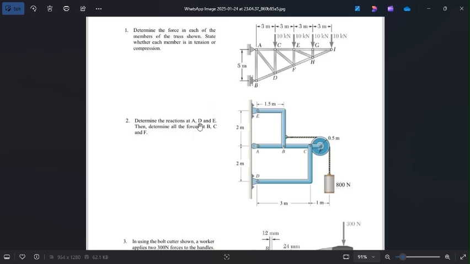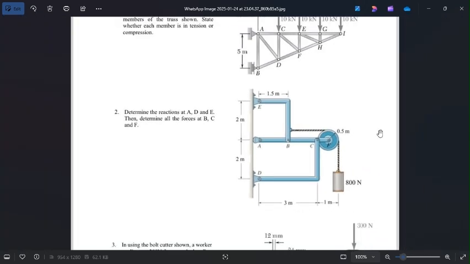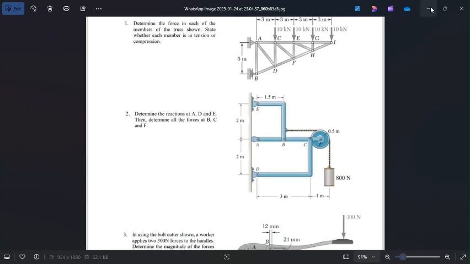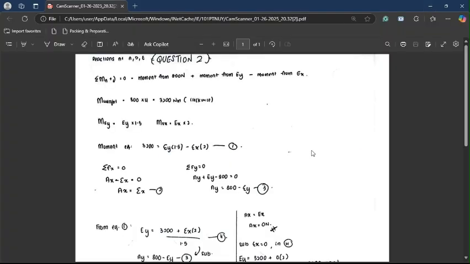Determine the reactions at A, D, and E. So this is the diagram given, and they've given us the length and the weight of the pulley, and it's in Newton, so we don't have to convert it into Newton. Okay, so let's go for the solution. In these questions, we are going to use the principle of static equilibrium, which states the sum of all forces and moments must be zero, and we will systematically solve for these reactions.